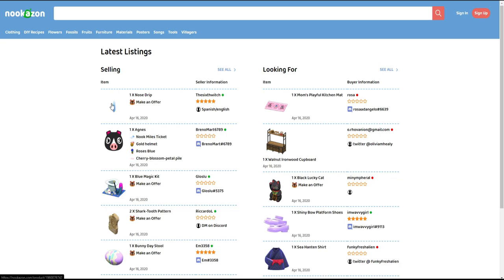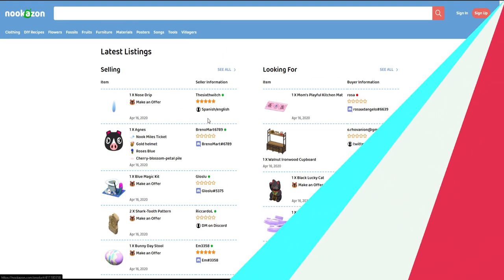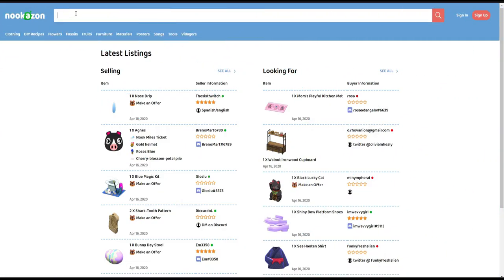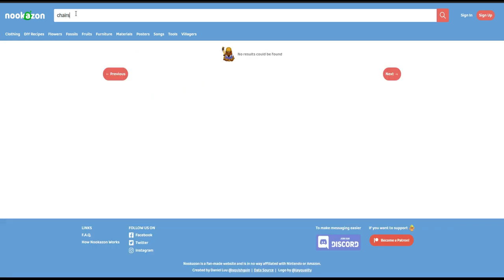So when you load up the website, what you're presented with is the latest listings. And as you can see, today's date is the 16th, so we have active members that are coming out here, posting things that they're looking for, posting things that they're selling. At the top here, you'll see a search bar where you can type in literally anything that you might be looking for.